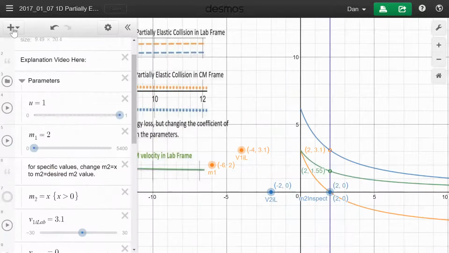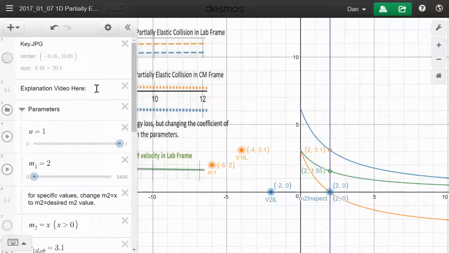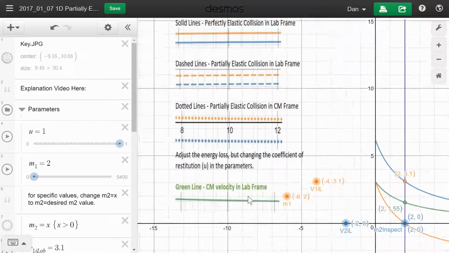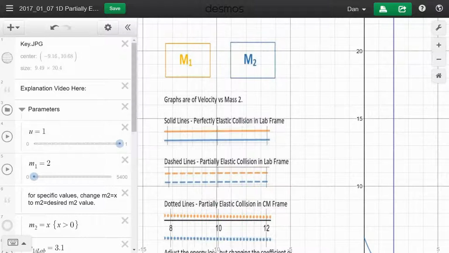First of all, you can change the parameters. I'll put this video link here. U is 1 for a perfectly elastic collision, 0 for a perfectly inelastic collision, and everywhere else somewhere in between. That's the coefficient of restitution. You have to pick a mass for M1. So in this simulation, red is 1, blue is object 2.